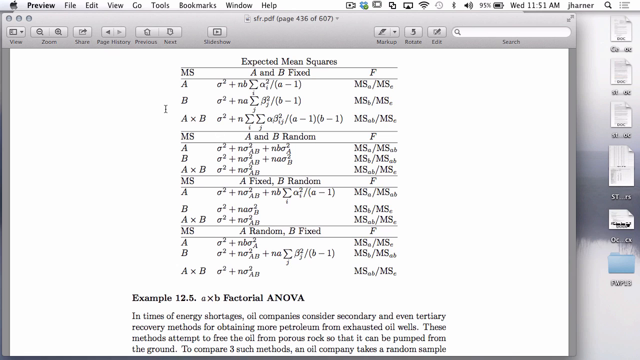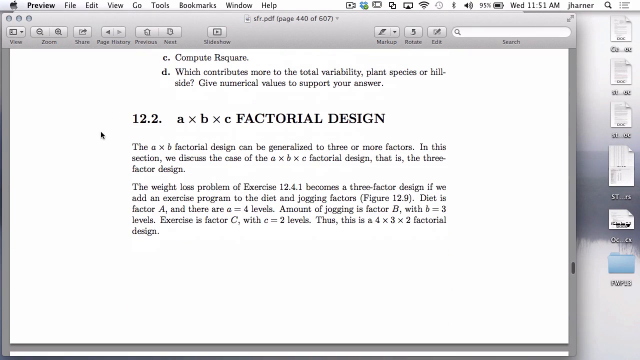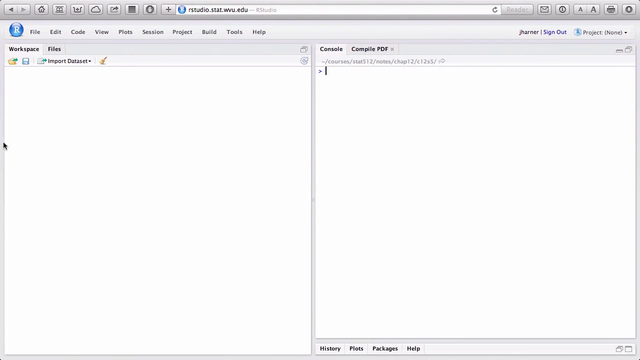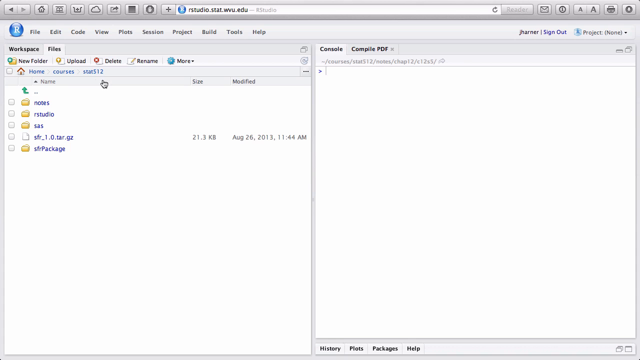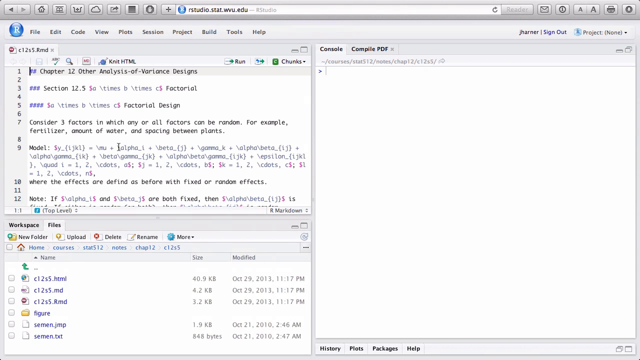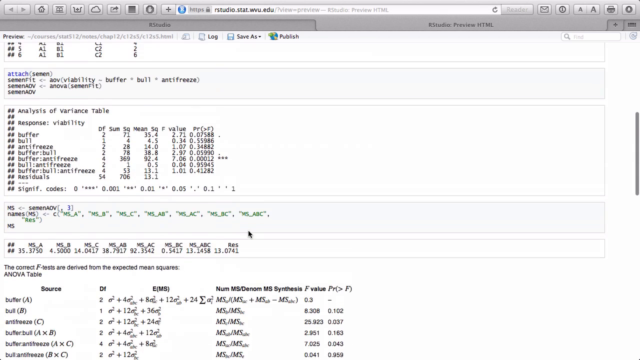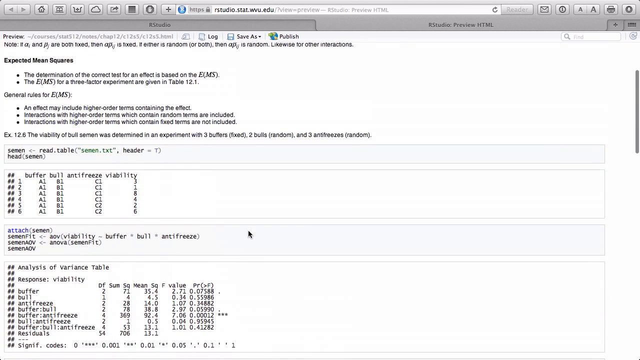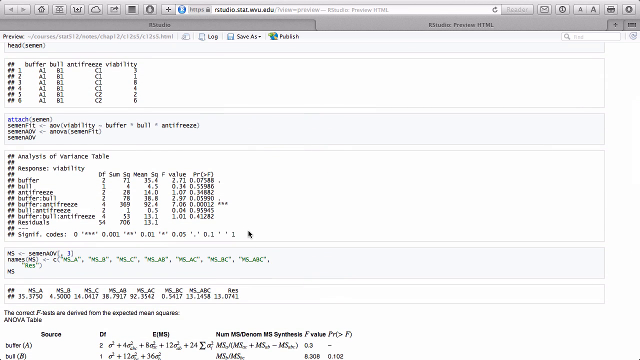So this was the two-way that we went through. What I'd like to do now is go down and look at the A by B by C factorial. Let me look at the files. If I go to courses, 512, notes, chapter 12, section 5, let's look at the RMD, and I'm going to knit this. Now this is a little bit incomplete. I'll be adding some things to this. In other words, I don't actually give the model here. I do give the expected mean squares for an example. So that's why I'm going to need to refer to the book, because there are a couple things I don't have in the notes yet.